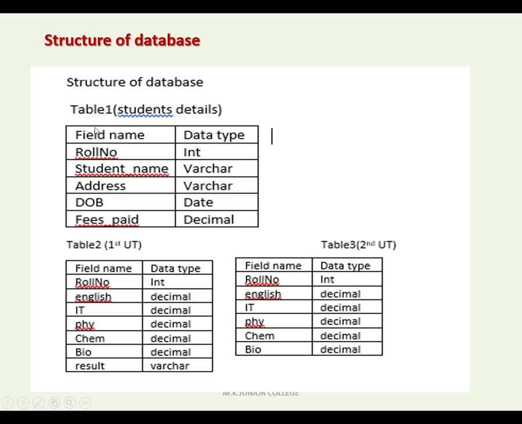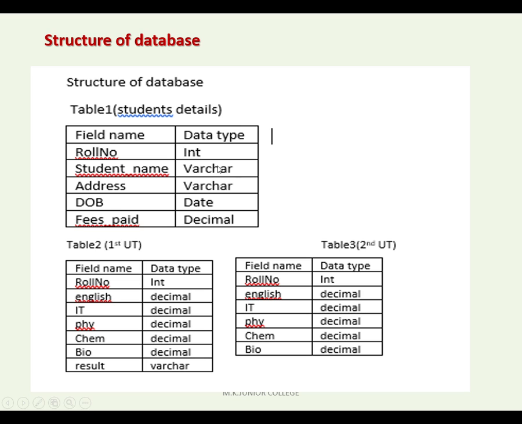So in table 1, as we just saw, the fields were roll number, student name, address, date of birth and fees paid. So how do you structure it first? Here you have to decide the data types. Roll number will strictly be an integer, so I will write INT. Okay, it stands for an integer type of data.